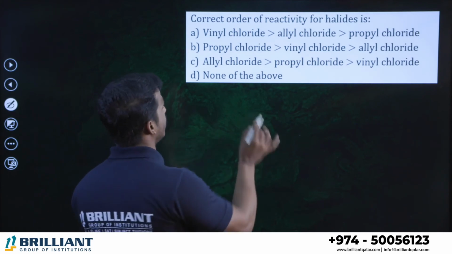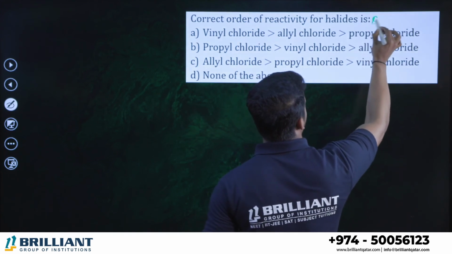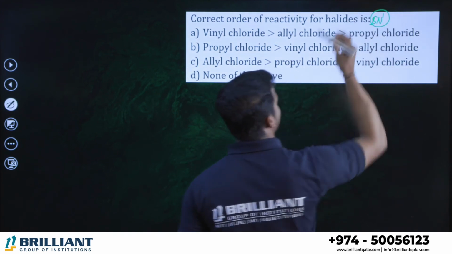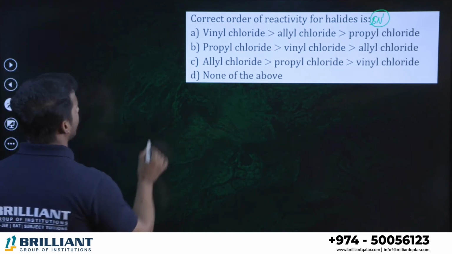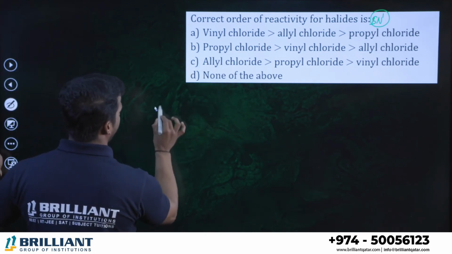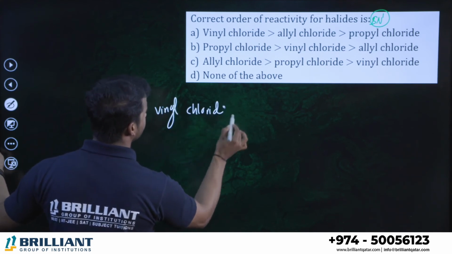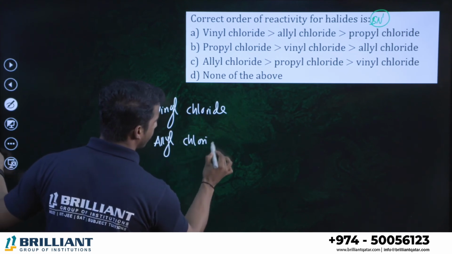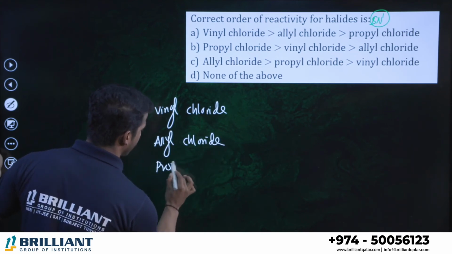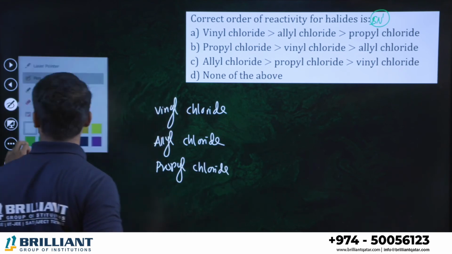Next question: what is the correct order of reactivity for halides? I'm just making the question: the correct order of reactivity for halides for the SN1 mechanism. Which will undergo SN1 mechanism faster? That's my question. I'm just rewriting the compounds. Vinyl chloride, allyl chloride, and propyl chloride. Let me draw the shape of the molecules.